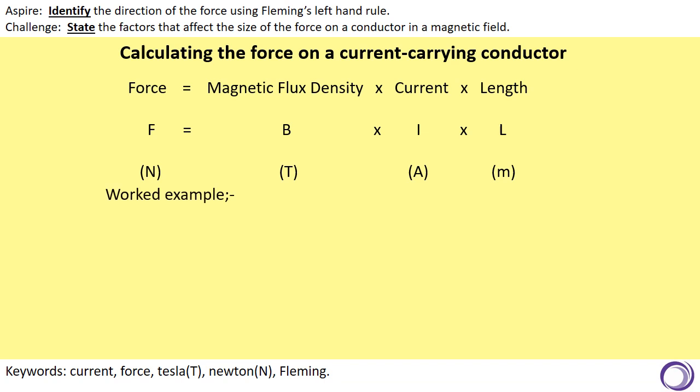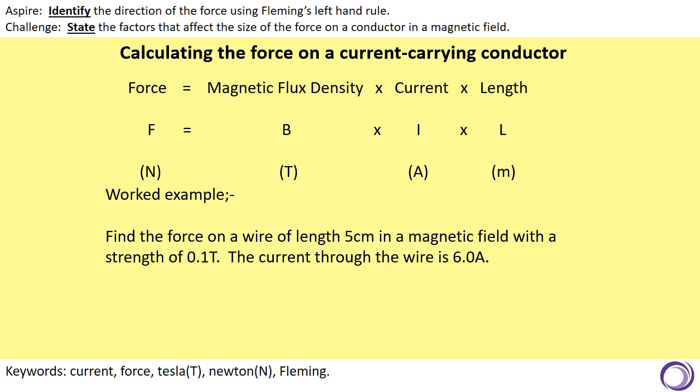So let's have a go at a worked example. If you want to record this in your book, it's probably a good idea, and it might help you do the questions that are going to follow. So find the force on a wire of length 5 centimeters. There you go. You should notice that straight away. 5 centimeters, it's going to need converting. In a magnetic field with a strength of 0.1 Tesla. The current through the wire is 6.0 amps.